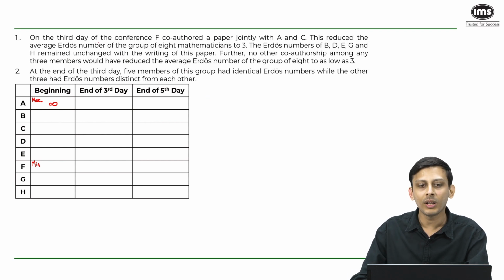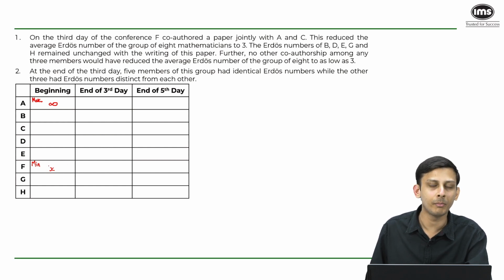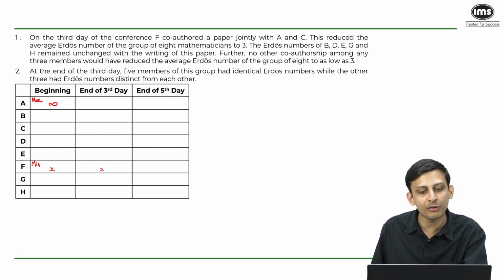If we move on to the third day of the conference, F co-authored a paper jointly with A and C. Now, we don't know the Erdos number of any of these people. Okay, so let's assume the Erdos number. Let's take the Erdos number of F to be X. Now, if F has the minimum Erdos number, then whatever co-authorship F has with any other person, F's Erdos number will not change because F already has the minimum. The Erdos number of other people will change if they co-author with F because they will have a higher one. But as per the instructions given, F's Erdos number will remain the same because F already has the minimum one. So at the end of the third day also it will be X for F. At the end of the 5th day also it will be X.